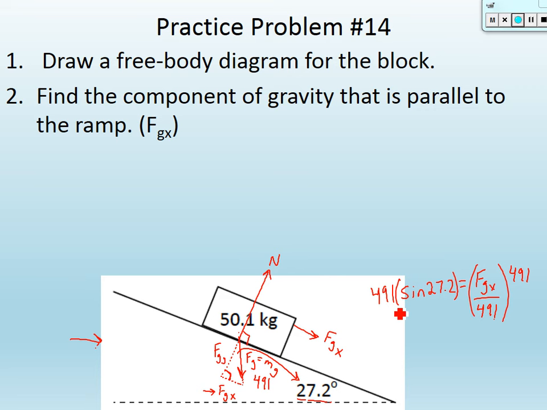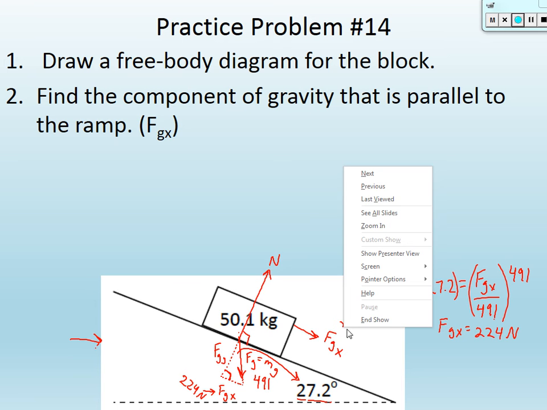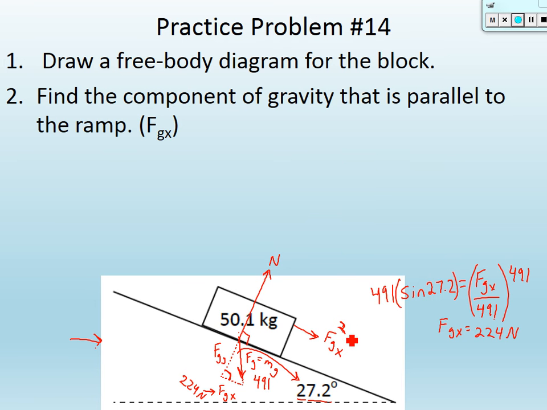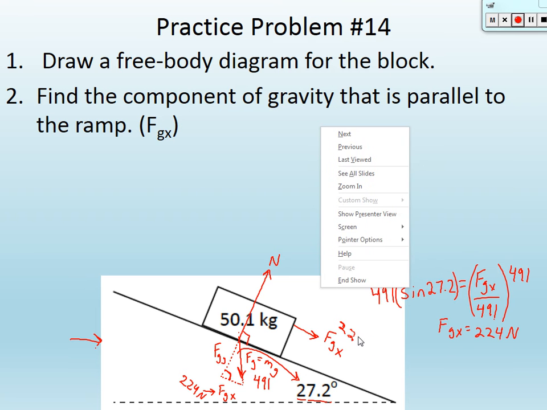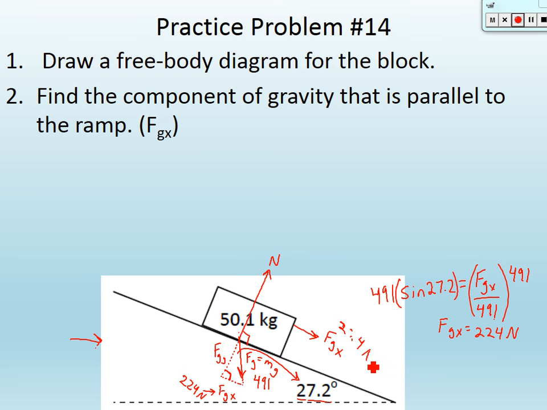Did you guys get 224? Yes. So FGX is equal to 224 newtons. Okay, so I'm going to label that 224 newtons. And this, pulling it down the ramp, will also be 224 newtons.